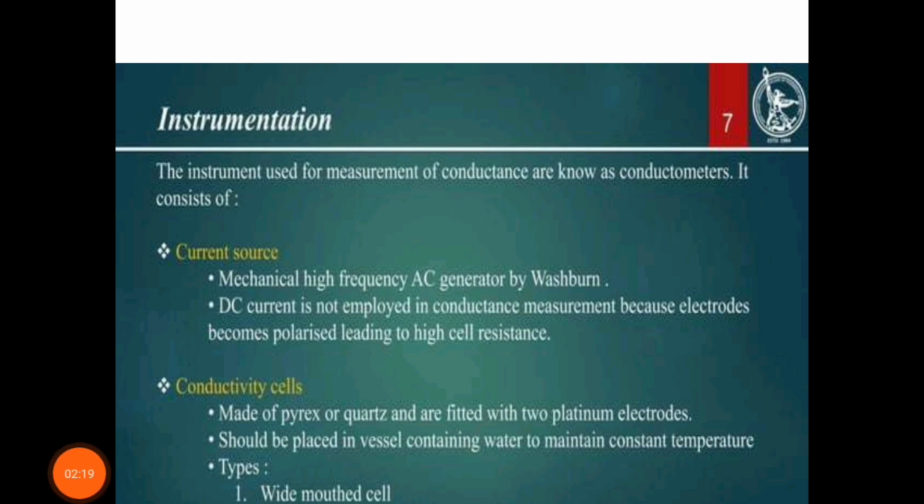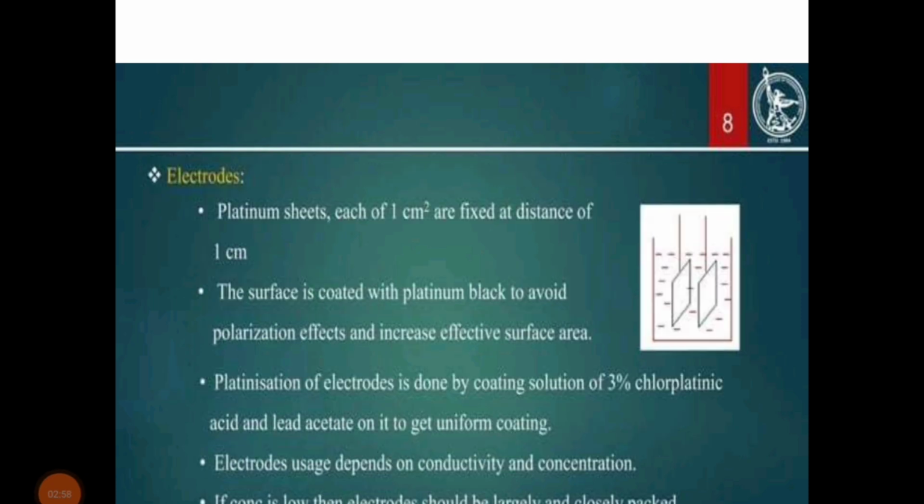So we can say that the conductance measurement depends on this, as the electrodes become polarized leading to high resistance. The conductivity cell is made of Pyrex or quartz, and it is fitted with two platinum electrodes. They should be placed in a vessel, and this vessel contains water to maintain a constant temperature. The type used is the wide mouthed cell.